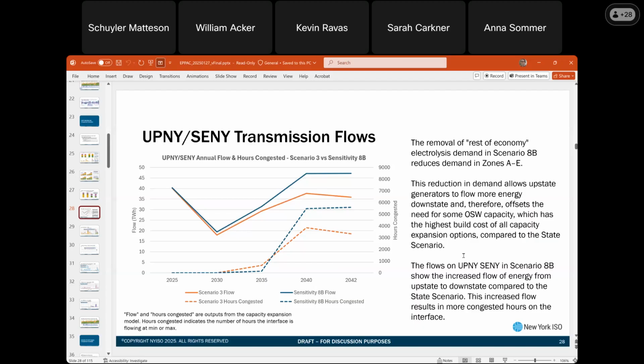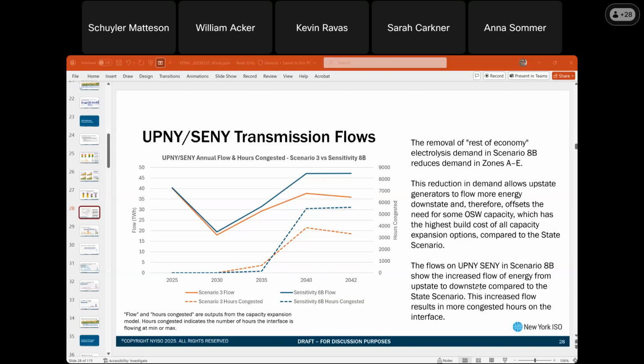upstate generators to flow more energy downstate and therefore offset the need for some of that offshore wind capacity. So despite the decrease in demand happening in the upstate zones, we're seeing more flow, sending the energy downstate and allowing for a decrease in offshore wind capacity, which, if you'll recall, has the highest build cost of all the capacity expansion options. So that's likely the driver, the capital cost, and instead using resources that are available upstate.